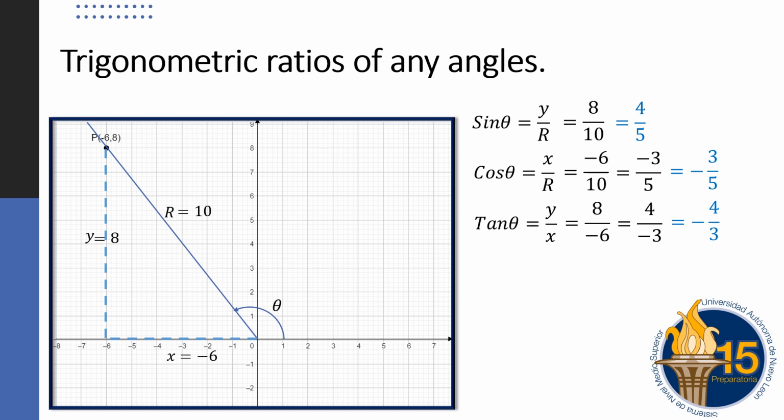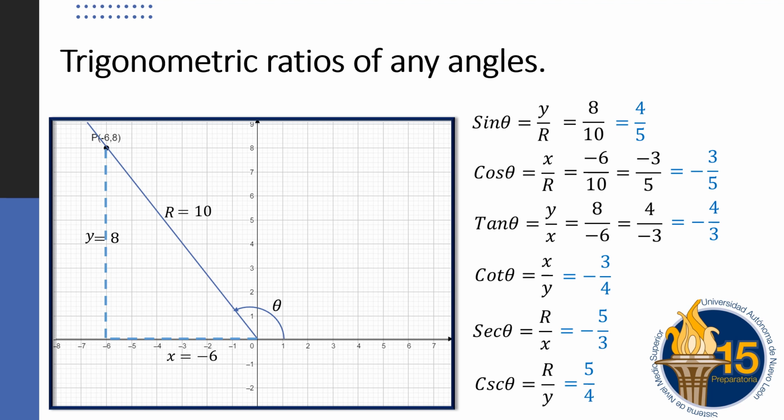Cotangent is the reciprocal of tangent. That means that cotangent equals -3 over 4. Secant of the angle is the reciprocal of cosine, so it equals -5 over 3. And cosecant is the reciprocal of sine, so it equals 5 over 4.